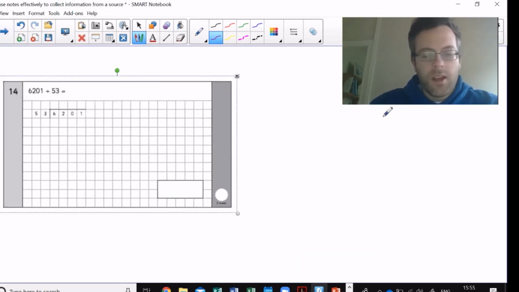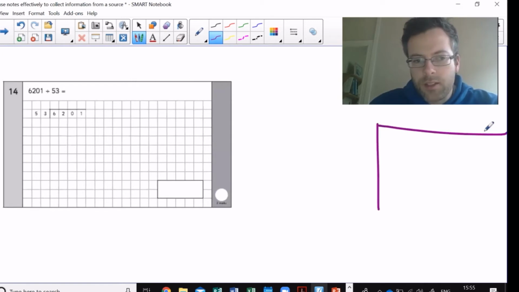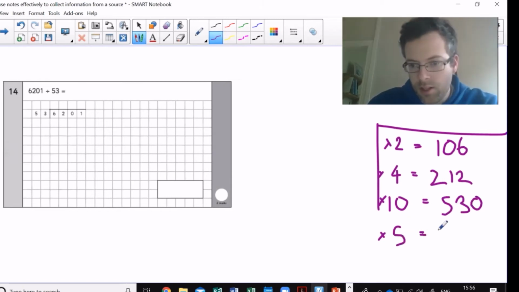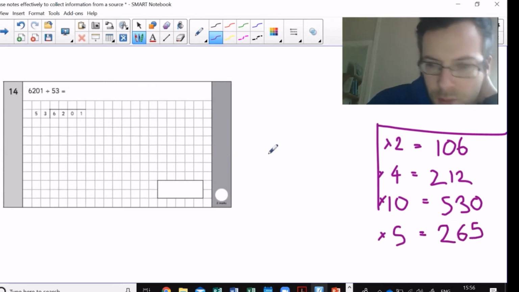You always do. This one, I'm going to need to do my key facts. So I'm dividing by 53. Well, 2 lots of 53 is going to get me to 106. So 4 lots is going to be double that, so it's going to be 212. 10 lots would be 530. So then 5 lots is half of that. So that's 250 plus that is 15, so 265.